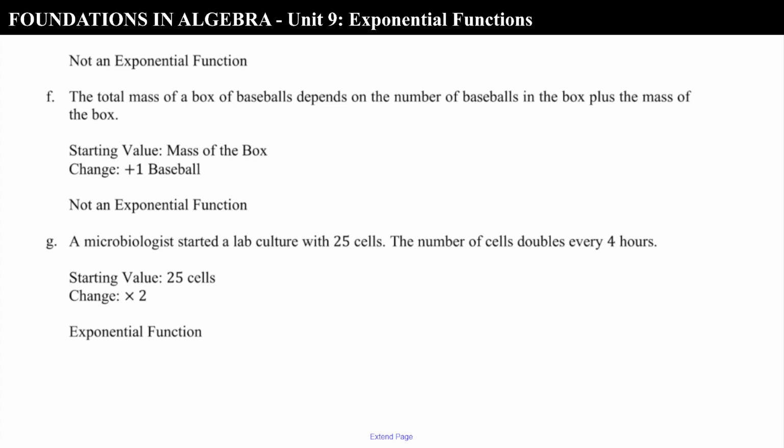So here we're just trying to get you comfortable with recognizing what is going to be an exponential function when presented with a real-world scenario, because a little bit later in this unit, you're going to actually take this information, which we've already identified, and you're going to create an equation and then answer some things based off of that equation that you create.